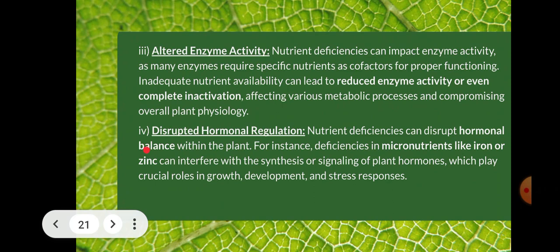The fourth one is disrupted hormonal regulation. Nutrient deficiencies can also disrupt the hormonal balance within the plant. For example, deficiencies in micronutrients like iron or zinc can interfere with the synthesis or the signaling of plant hormones, which play a very important role in growth, development, and stress response.